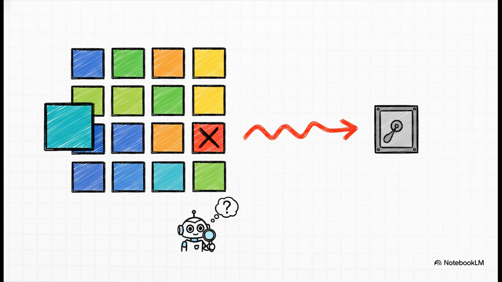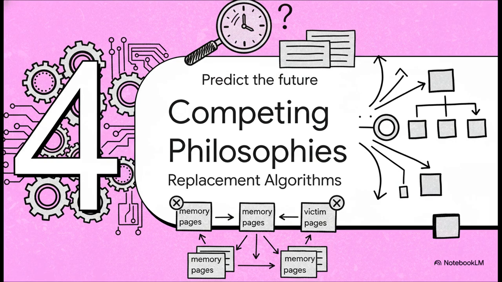It's all about performance. And as you might guess, this problem has led computer scientists to come up with a bunch of different strategies, or algorithms, for picking that victim page. They're really just competing ideas about how to best predict the future.